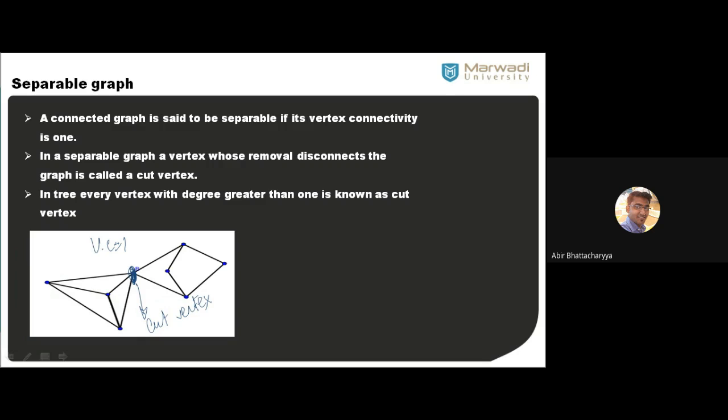So what is the edge connectivity of this graph? 2. So edge connectivity is 2, but vertex connectivity is 1. So if you delete this vertex, you can easily reduce the graph into two parts. That means this is a cut vertex, and this graph is known as a separable graph. We can ask you in the exam to give an example of a separable graph; you have to draw this graph.